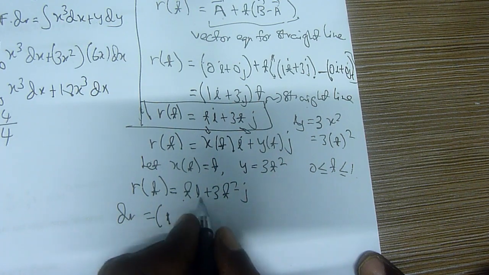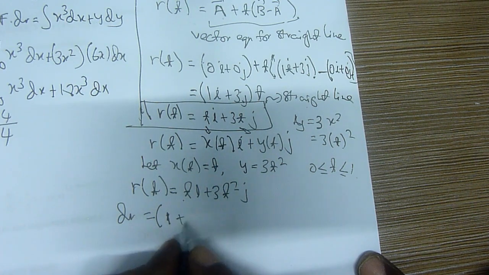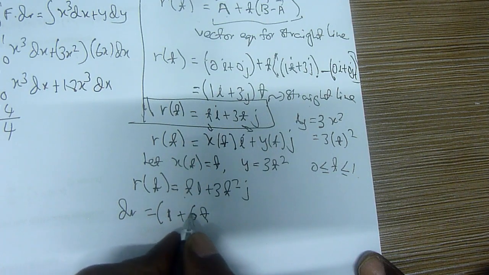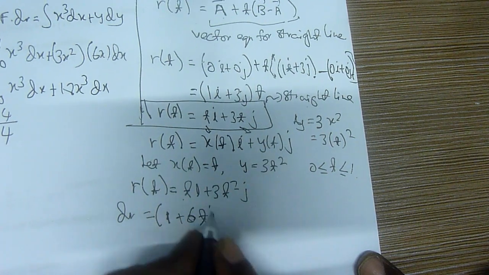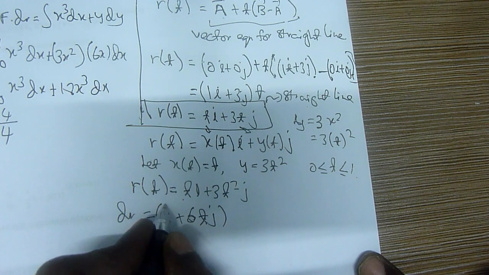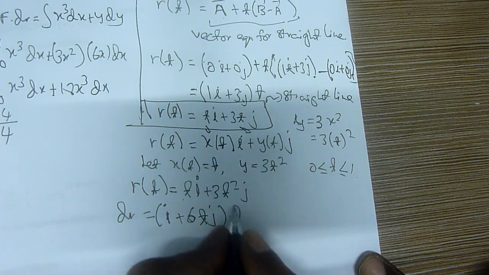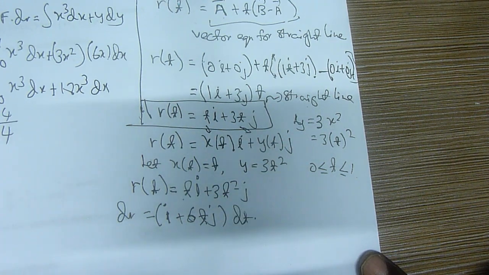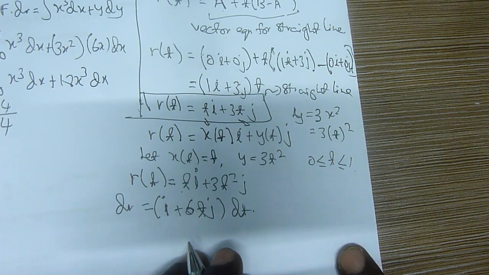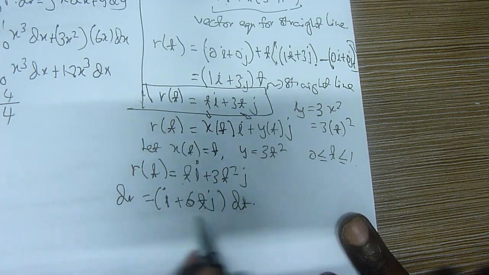This one is 1, of course. This one is 6t, right? 6t j, 1 i, and don't forget dt is there for the i. With that, can I combine now?